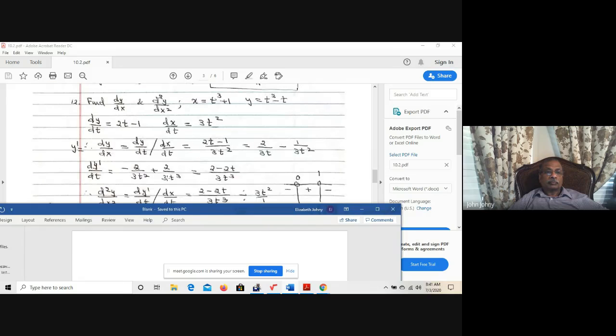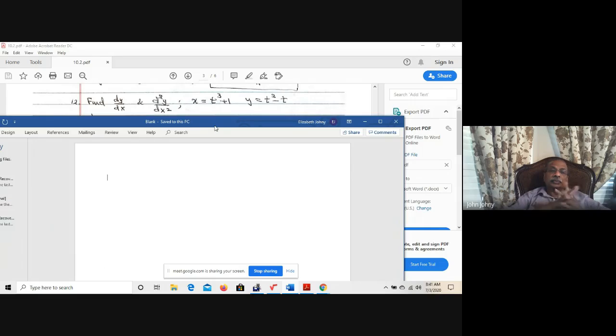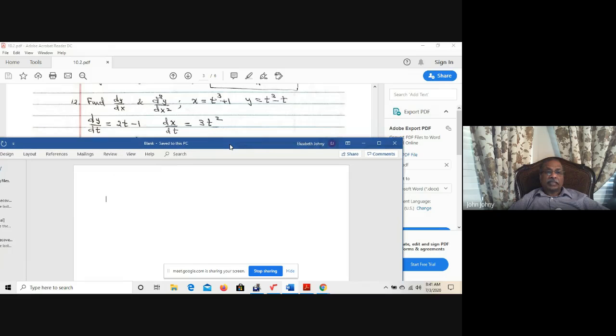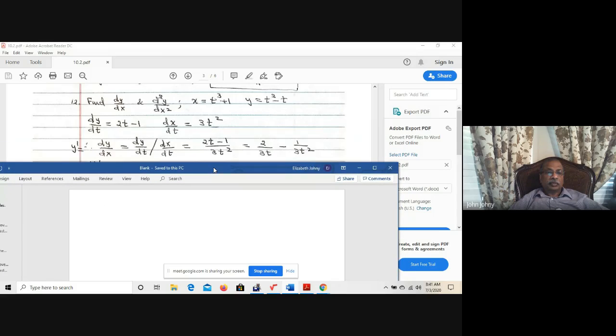Number 12. Find dy over dx and d square y over dx square. x is equal to t cubed plus 1 and y is equal to t square minus t. dy over dt is 2t minus 1. dx over dt is 3t square. So dy over dx, which is the same as y prime, is equal to dy over dt divided by dx over dt. That is equal to 2t minus 1 divided by 3t square.